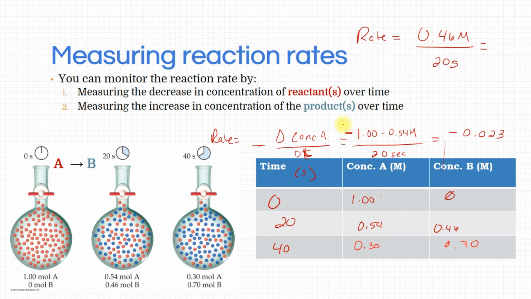Oh, you know what? Actually, I'm sorry, I did this wrong. Okay, so if it's an interval of 20 seconds, we did 20 minus 0 to get that. So in order to get this correct, I have to do the same order. It's kind of like a slope calculation, right? I got to go 0.54 minus 1.